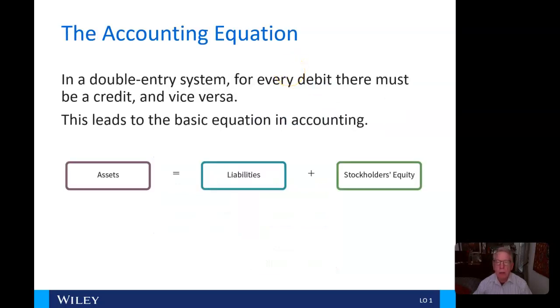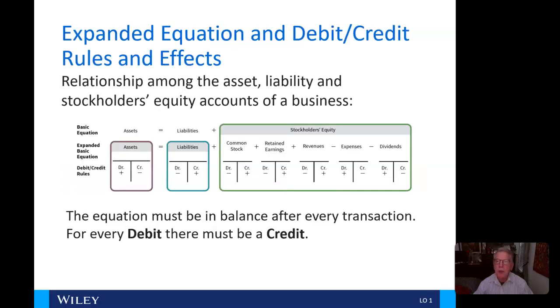Now, in a double entry system, there must be a debit for every credit, and our accounting equation must always stay in balance. Again, in your 1A or 101 class, you learned that assets equal liabilities plus stockholders' equity. So we can expand that accounting equation on the stockholders' equity side and divide it into its components. And we have two components of stockholders' equity. We have common stock here and retained earnings here.